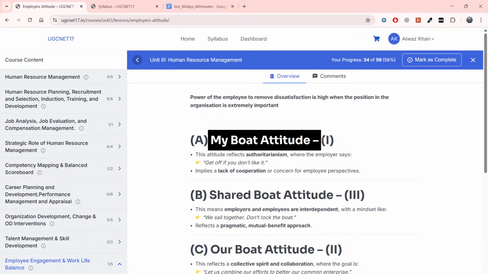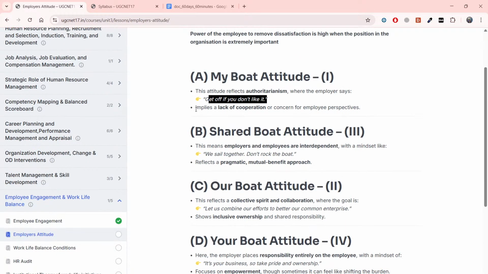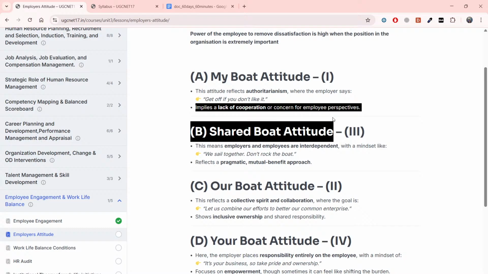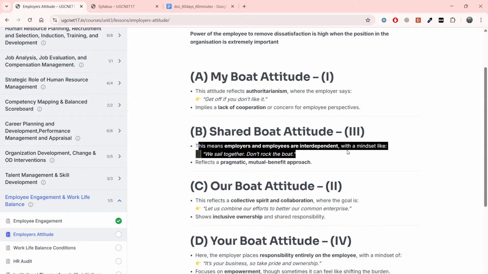It can be My Boat attitude, authoritarianism. The employer says get off if you don't like it. This implies lack of coordination, cooperation, or concern for employee perspective. Shared boat attitude. This means employers and employees are interdependent with the mindset like we sail together, don't rock the boat.